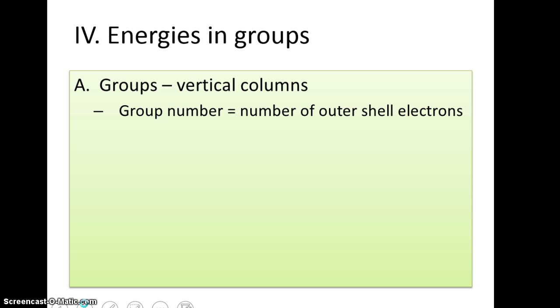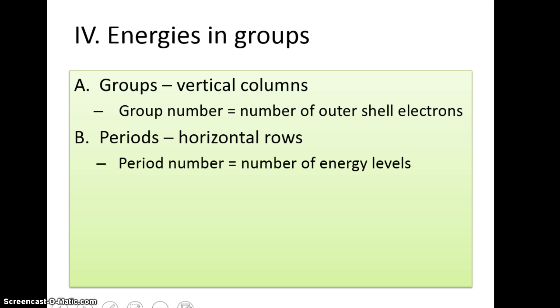Energies and groups. Groups are going to be your vertical columns on the periodic table. The group number is equal to the number of outer shell electrons. And the periods are your horizontal rows. The period number is equal to your number of energy levels.